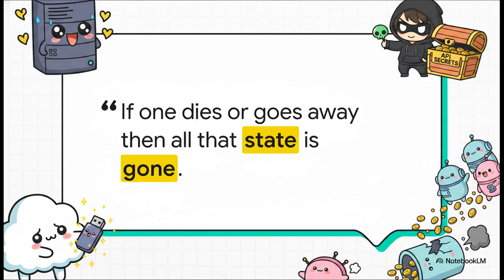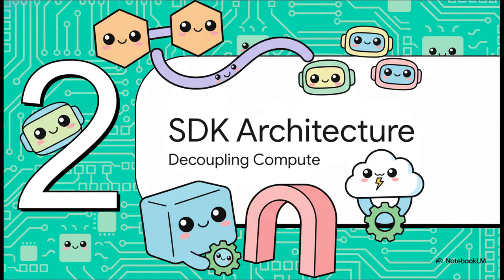Plus, you'd end up storing sensitive API secrets right there on the sandbox, which is practically an open invitation for nasty prompt injection attacks or data exfiltration. Moving right along to Section 2, Rethinking SDK Architecture.